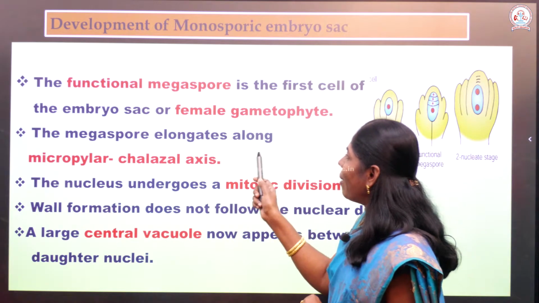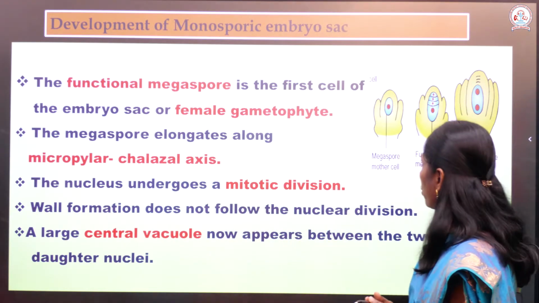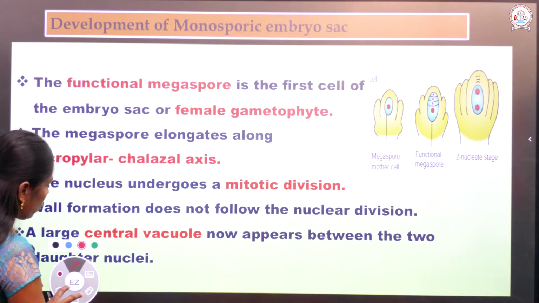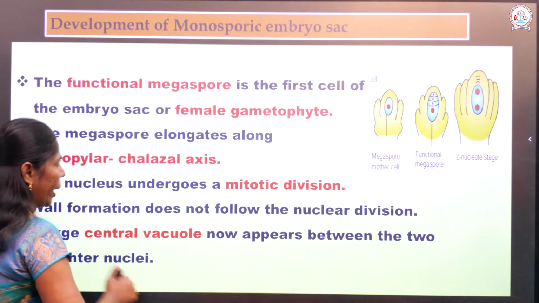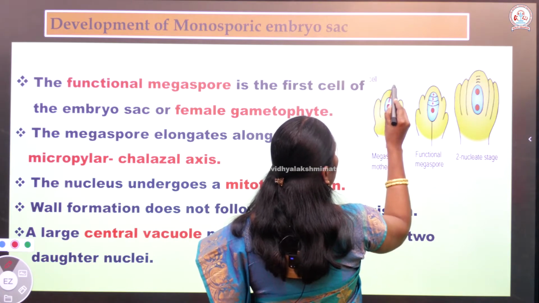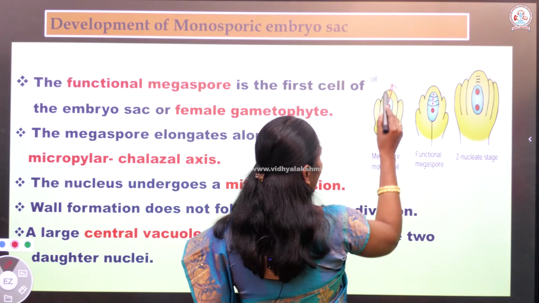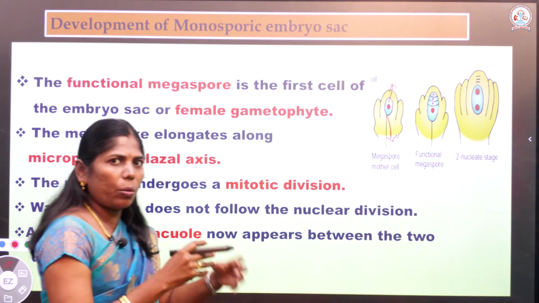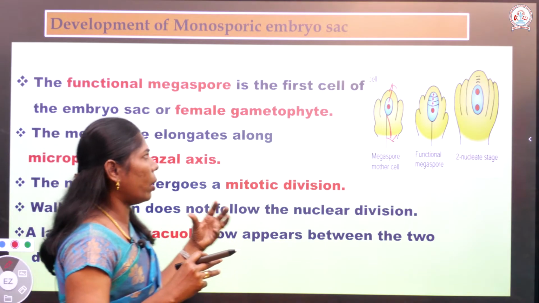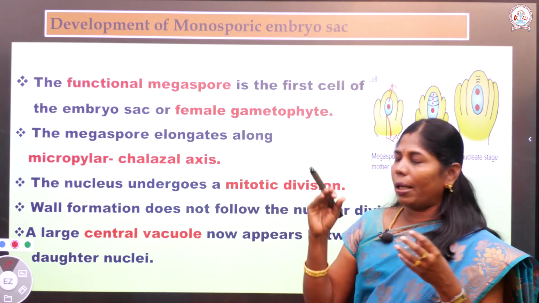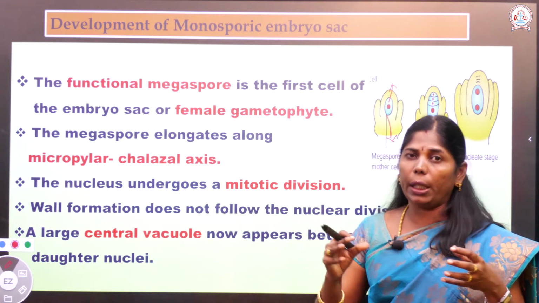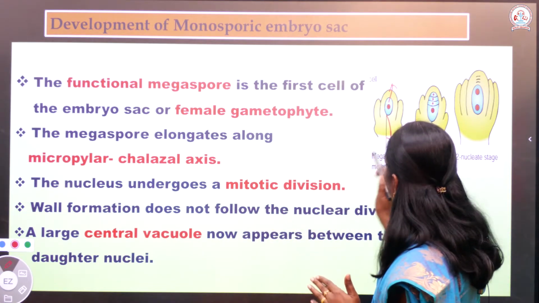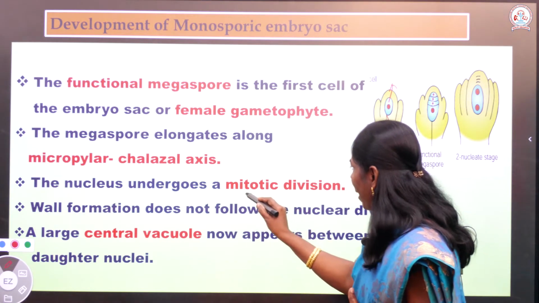The megaspore elongates along the micropylar and chalazal axis. So the megaspore will elongate. Where will it elongate? It elongates towards the micropylar end. This is the chalazal axis, this is the micropylar axis. One is the chalazal axis, another is the micropylar axis, and it has to elongate. Then the functional megaspore undergoes mitotic divisions. Here we are going to see 3 mitotic divisions. The first mitotic division occurs in the functional megaspore.